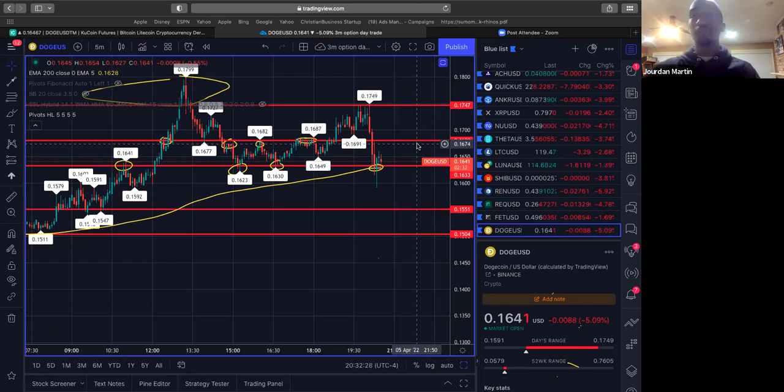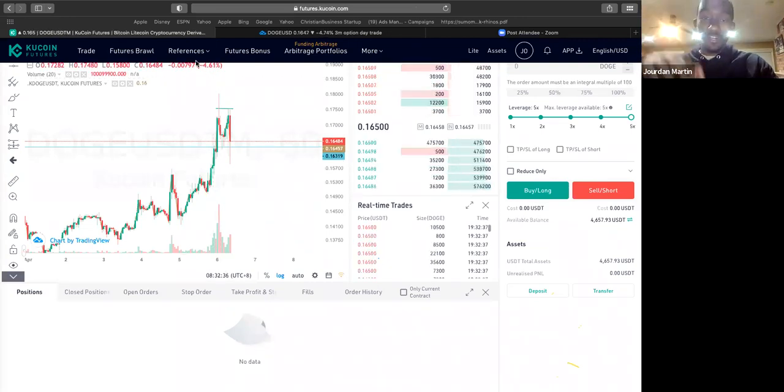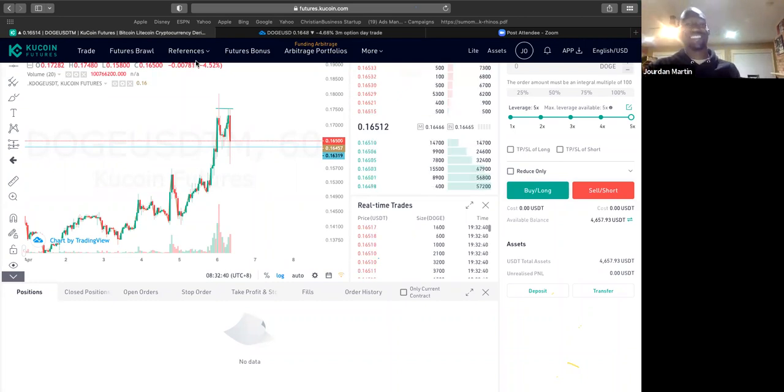I don't know too much about Kucoin, how to work it, all the different options they have. I just know how to put some funds in here, how to make some money, and then how to move them back out.